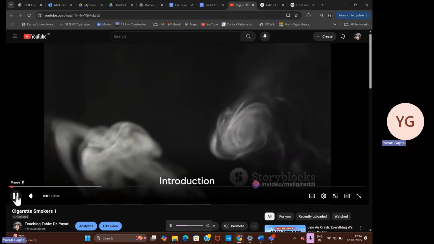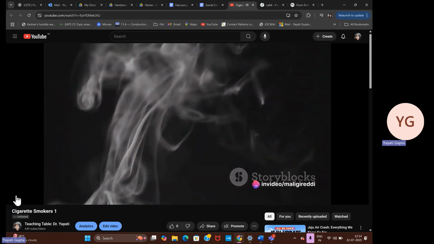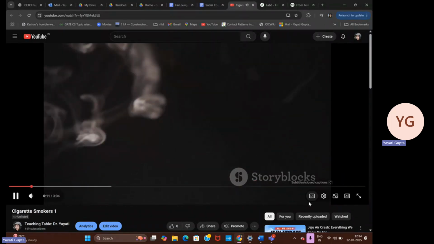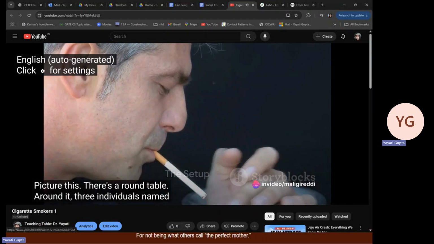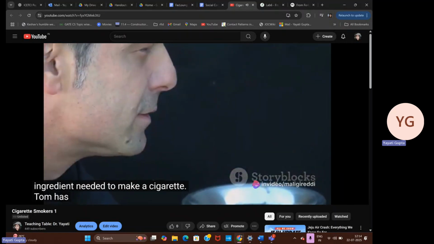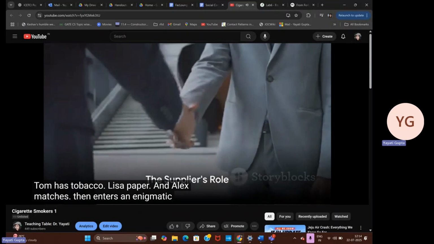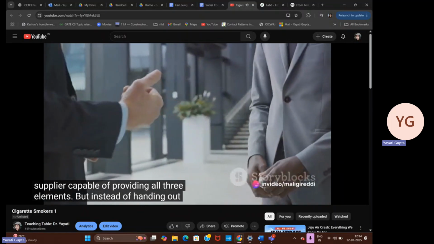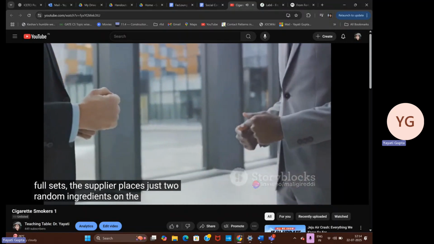Ever wondered about the cigarette smoker's problem? No, it's not about kicking a bad habit, but a classic conundrum in computer science, a tale of synchronization and coordination. Picture this. There's a round table. Around it, three individuals named Tom, Lisa, and Alex. Each has a single ingredient needed to make a cigarette. Tom has tobacco, Lisa, paper, and Alex, matches. Then enters an enigmatic supplier capable of providing all three elements. But instead of handing out full sets, the supplier places just two random ingredients on the table.